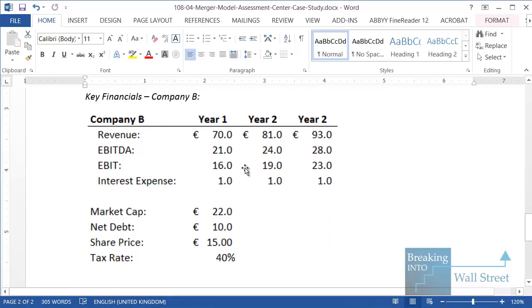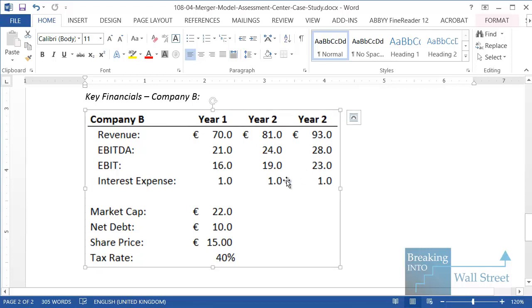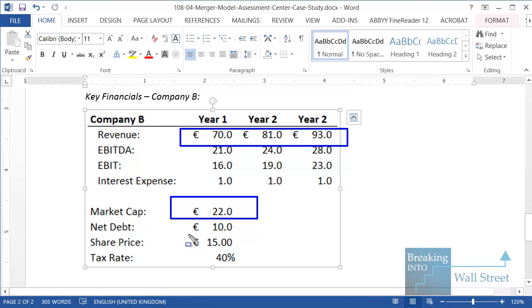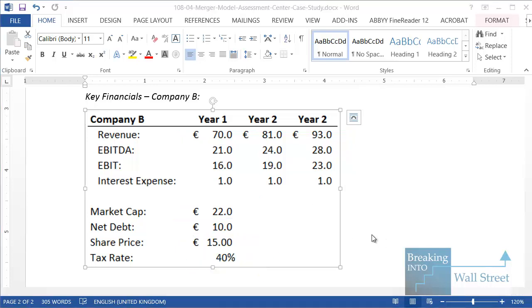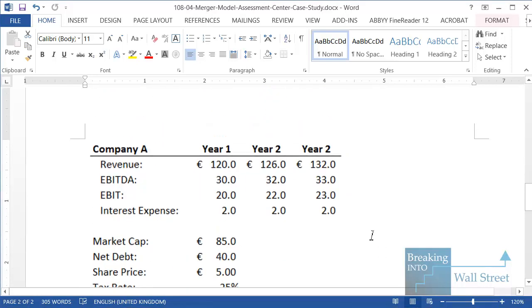And then for company B, we have a very similar setup, except the numbers, of course, are different. Company B is a lot smaller and has a market cap of 22 million euros, and their revenue figures are also lower. Their share price is different. Their tax rate is different. So a whole lot of things there are different for company B.